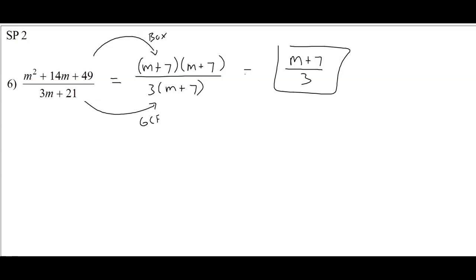All right, so there's your answer to that problem. You do the box on the top, which would give you m plus 7 times m plus 7. And on the bottom, you would take out a GCF, which would give you 3 times m plus 7. And then you can go ahead and cancel out what they have in common.